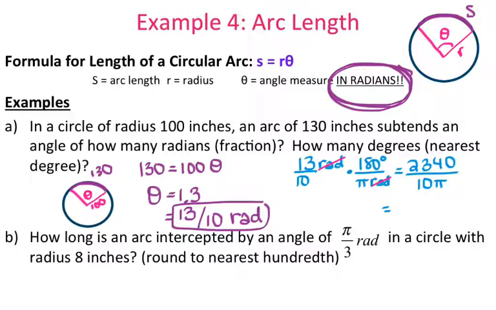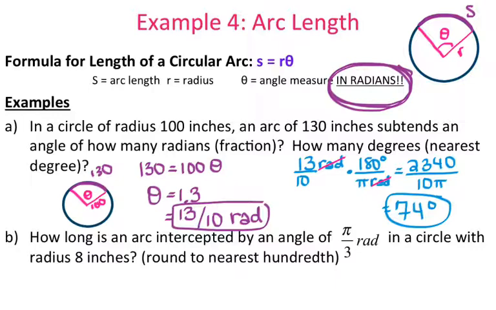Pi on the calculator is right underneath the clear button. So if you hit second, and that's the little exponent key, you can put the pi in the calculator. So 2,340 divided by 10 pi is approximately 74 degrees. So it's either 13 tenths of a radian or 74 degrees.